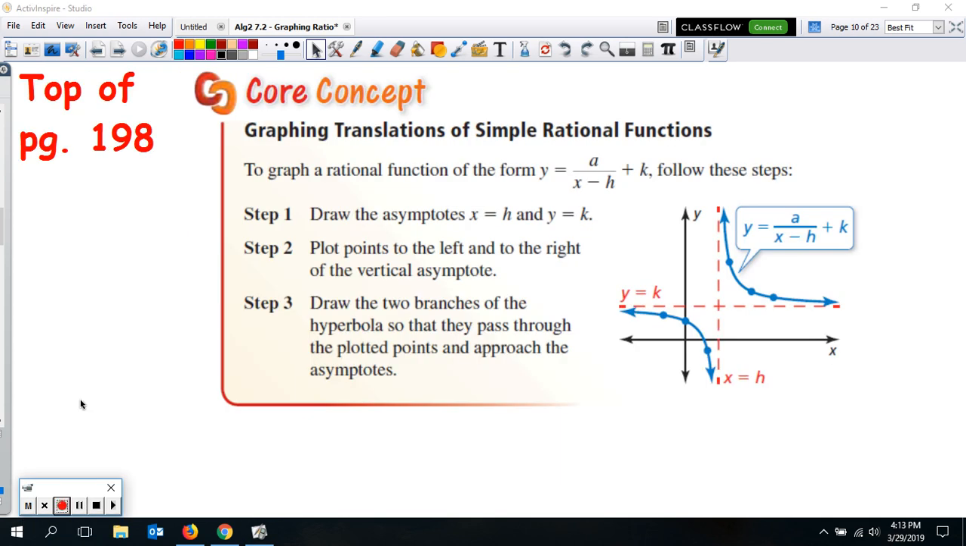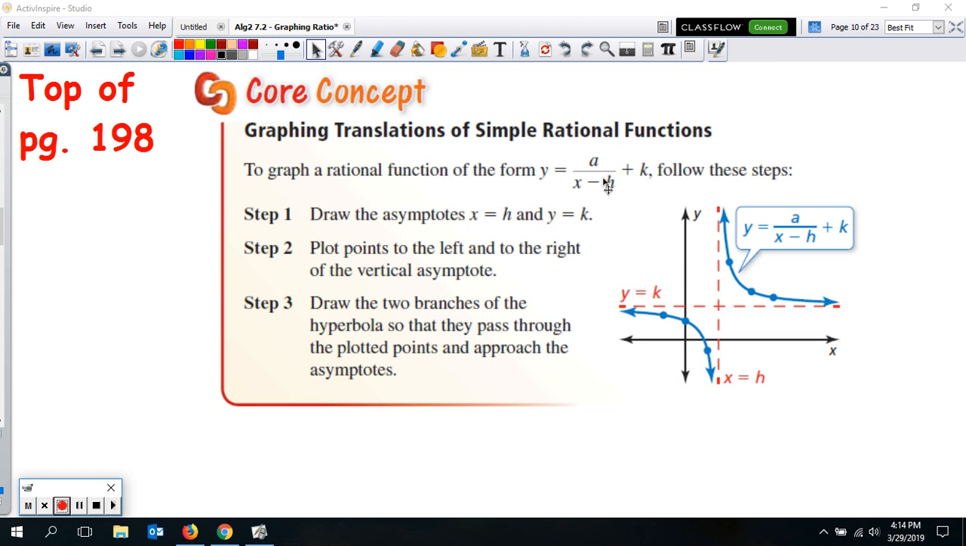Okay, now on the top of page 198, we see our next core concept that we want to talk about, which is graphing translations. Translations where we're shifting the graph left and right or shifting it up and down of just simple rational functions. So as you can see here, it's no longer just a over x. Now we have a binomial at the bottom, an x minus h. We also have a number out here, which is the k number.